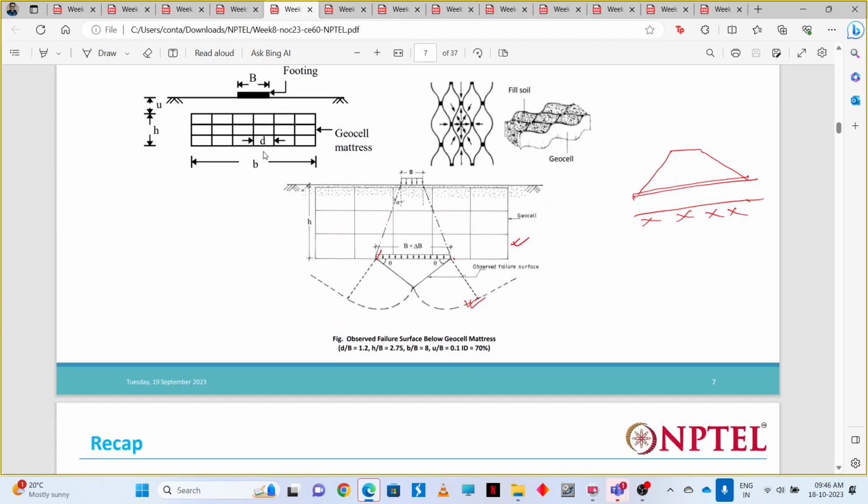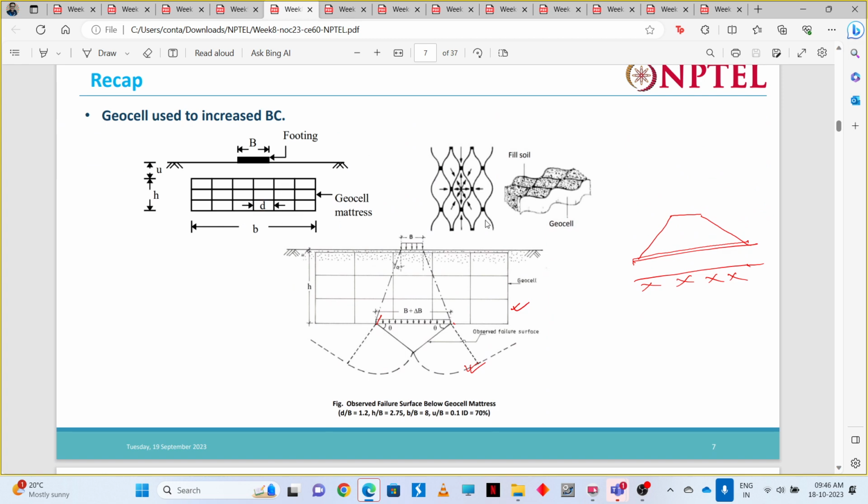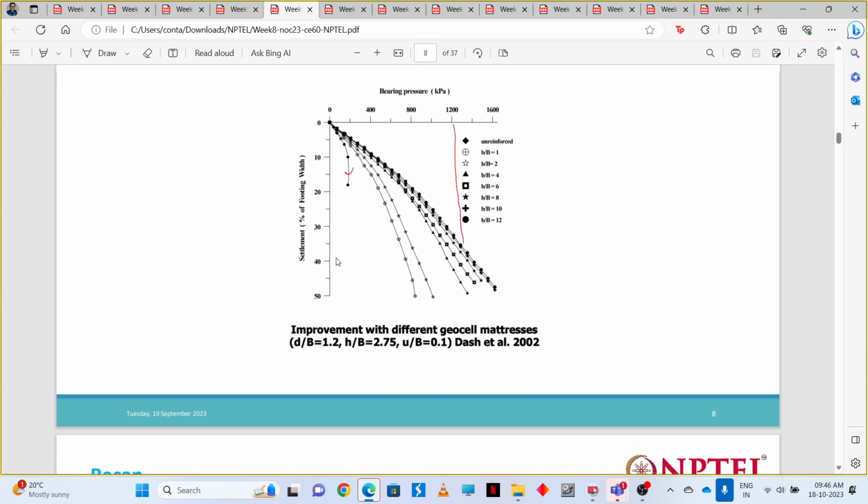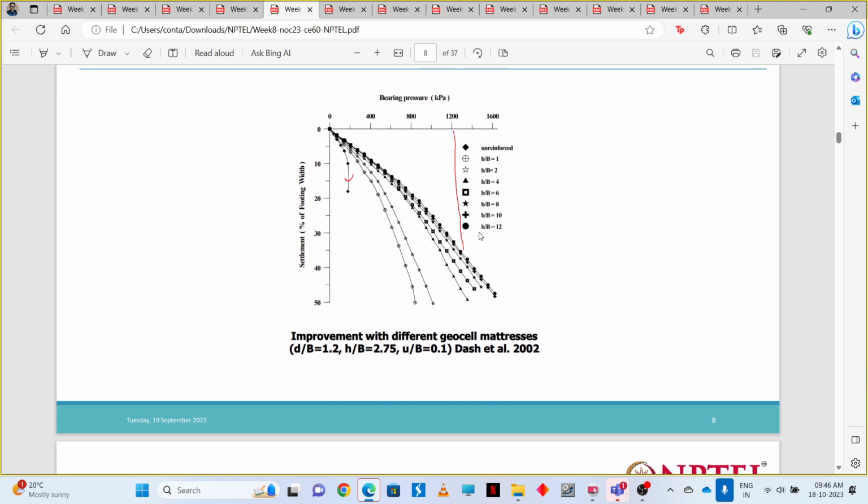We can use a geocell mattress also to increase the bearing capacity. We can see that for unreinforced soil there is rapid settlement, and the ultimate bearing pressure is quite less. But if we reinforce the soil with geogrid or geocell, the ultimate bearing pressure is actually increasing.